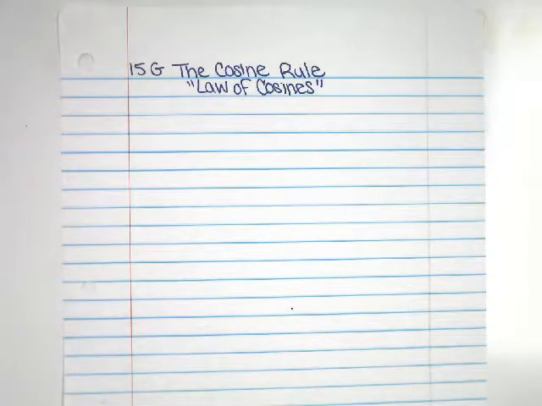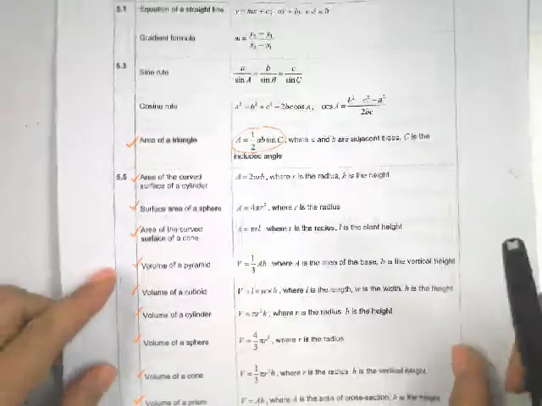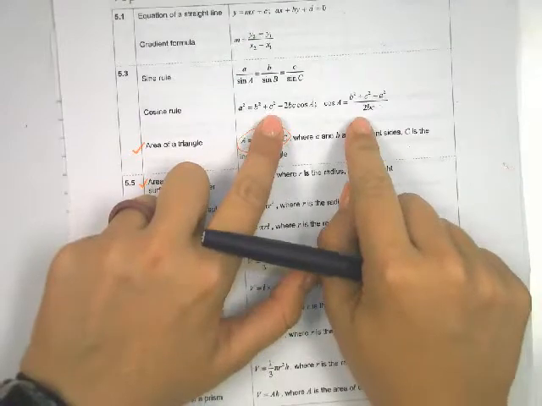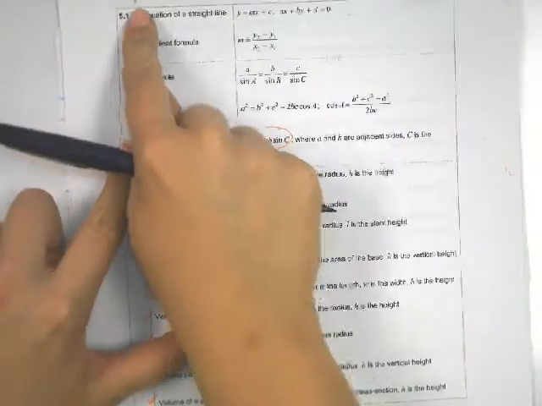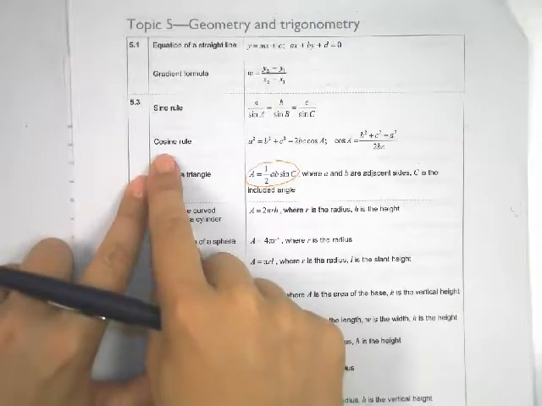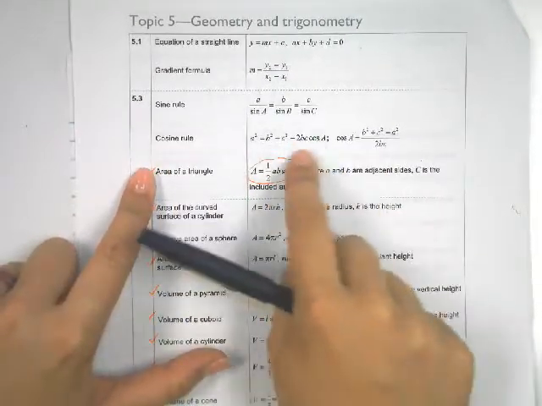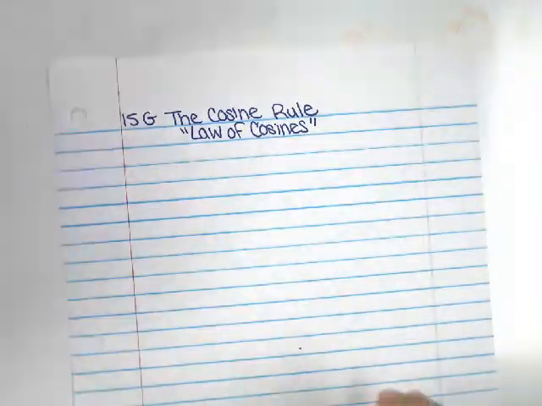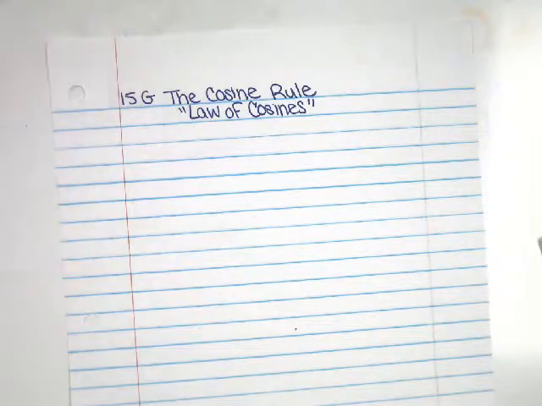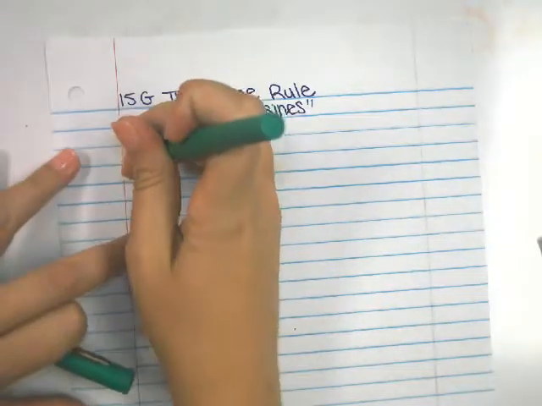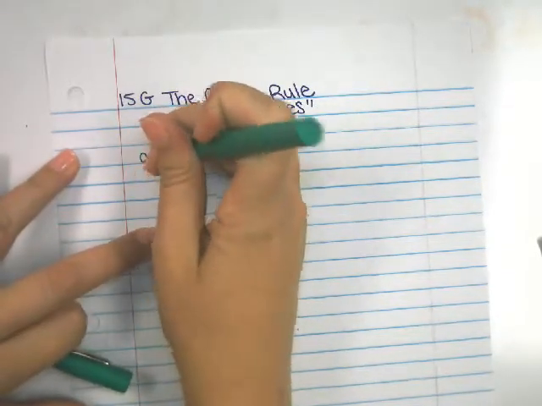So the law of cosines is in your formula booklet, and they give you two different versions, which I love that they give you both versions. So I'm going to write both of these down. I'm under topic 5, geometry, cosine rule, and there's two different versions of the same thing. They're both useful for different types of problems. So this is the first one they give you.